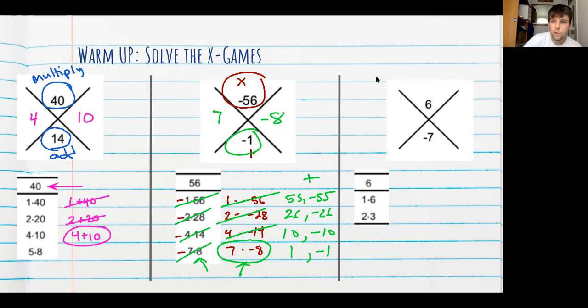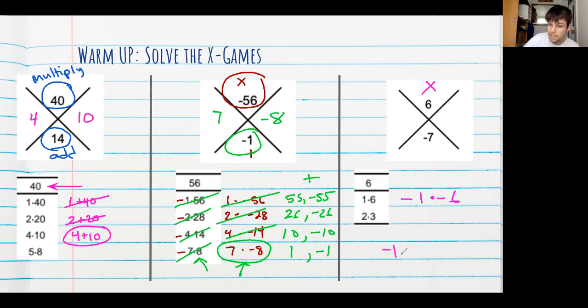All right, and then the last one, this is the last type of these problems that exist, where we have a positive on top and a negative on the bottom. In this way, we need to think and remember that there are two ways for us to multiply and get a positive number. I can do a positive number times a positive number. I can also do a negative number times a negative number. Negative times negative will also give me a positive.